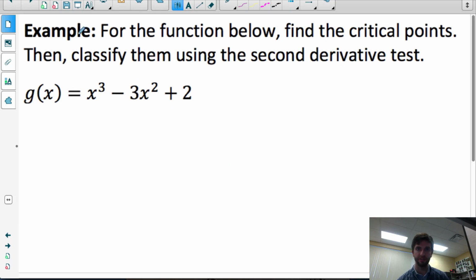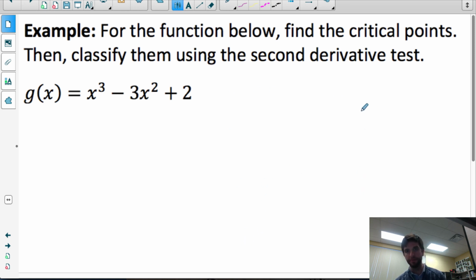Okay, this example says for the function below, find the critical points, then classify them using the second derivative test. So I should remind you what critical numbers are before we do this question. Critical numbers are numbers that make the derivative equal 0 or undefined, and are also in the domain of the original function. And if we know that it makes the derivative equal to 0, well then we know we have a horizontal tangent there.